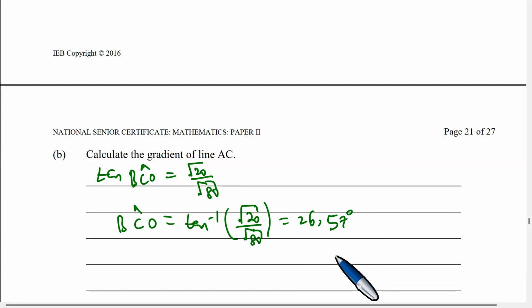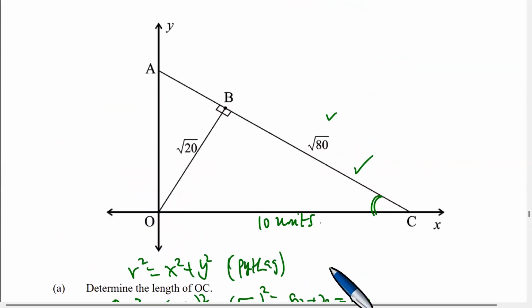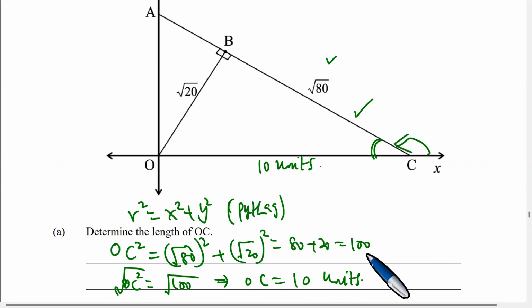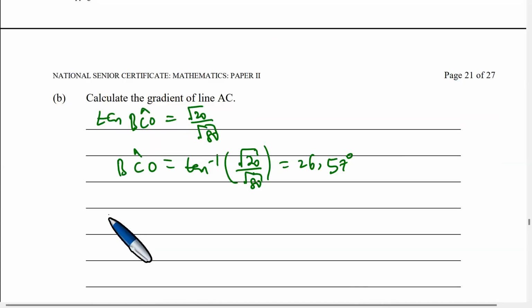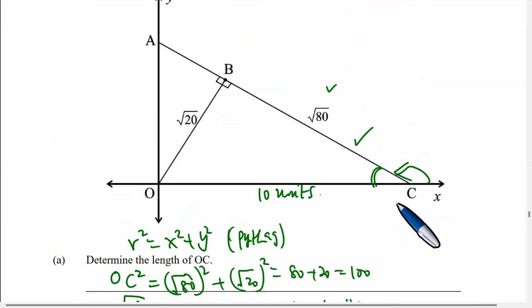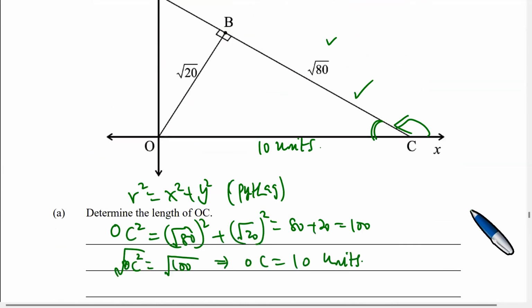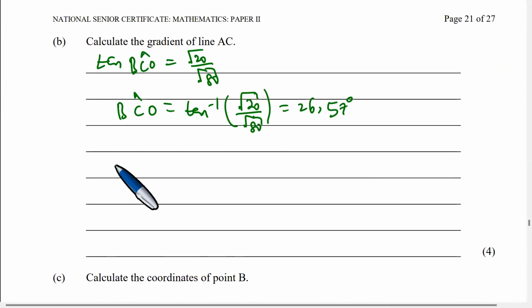So ideally, we're interested, therefore, to find the gradient, you must find the angle of inclination. Let's find the angle of inclination, which is this one here. So we must say 180 degrees minus that. So which means at this point, BCX is 180 degrees minus 26,57.